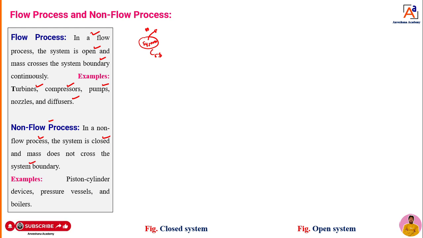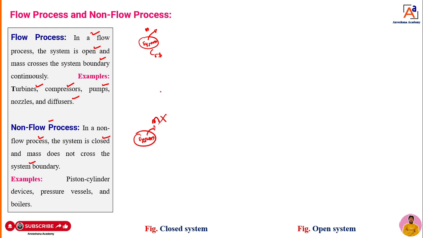That means, dear students, a non-flow process is a closed system. In a closed system, the mass does not cross the system boundary at all. If the process happens in such a way, we call it a non-flow process. A non-flow process is a process in which no mass crosses the system boundary in a closed system.